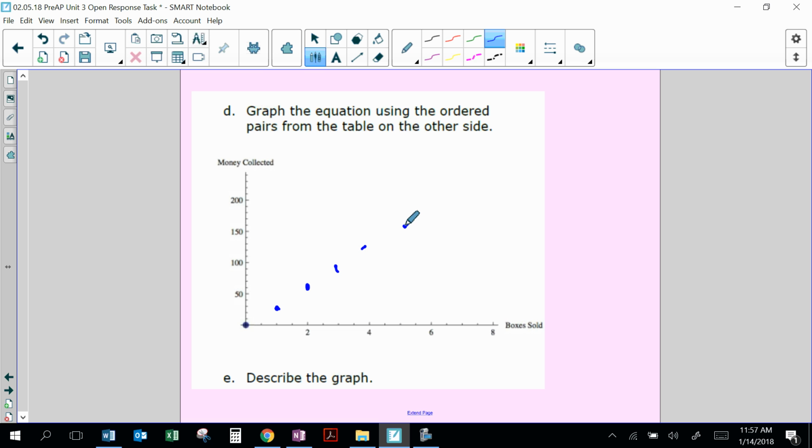Am I going to connect it or not? No, I'm not going to connect it because you can't really buy a fraction of a box, like 1.5 or 1.01 box. I'm going to just leave it as I see it. Describe this graph. I could say that the money collected depends on the number of boxes sold. As I sell more boxes, the money increases. I can say that I'm getting $30 for every box sold. So many ways you could describe this.